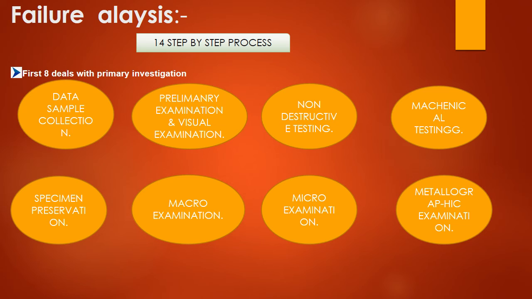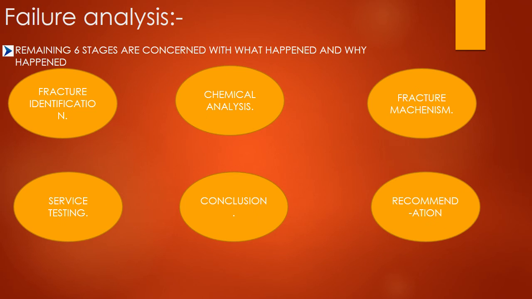Specimen preservation is needed because when the fracture is exposed to air, it gets oxidized. Macroscopic examination. This visual inspection of the fracture is done at a low magnification of 280x. Microexamination. This is done by the scanning electron microscope. Metallographic examination. This deals with the polished or polished and etched specimen. The remaining 6 stages are fracture identification, chemical analysis, fracture mechanism, service testing, conclusion, and recommendation. They are concerned with what happened and why it happened.